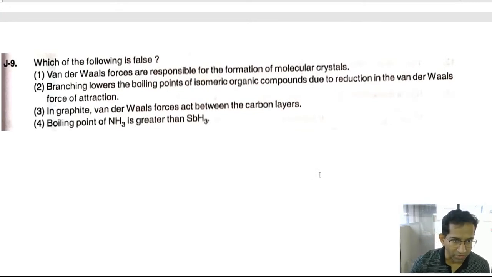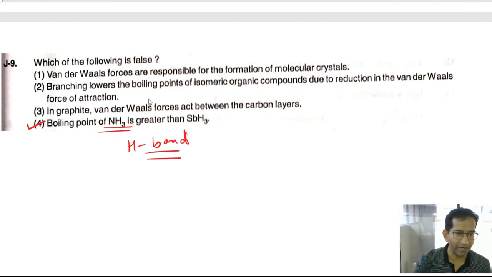Which of the following is false? Van der Waals forces are responsible for the formation of molecular crystal. Branching lowers the boiling points of isomeric organic compounds due to reduction in the van der Waals force of attraction. In graphite, van der Waals forces act between the carbon layers. And the boiling point of ammonia is greater than SbH3. Out of these four, one is incorrect. This statement is wrong because the boiling point of ammonia is lower than that of SbH3. This we will discuss in detail when we study hydrogen bonding. Right now we are pending, but we can discuss it later.